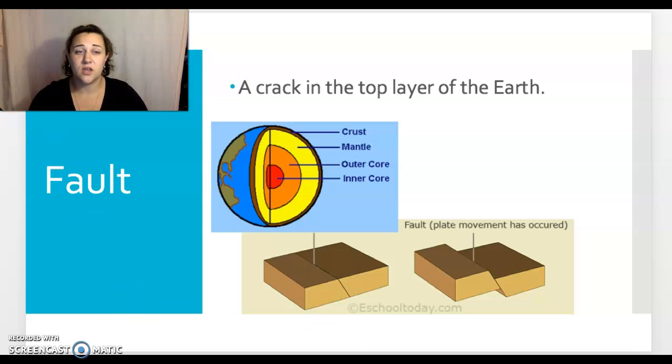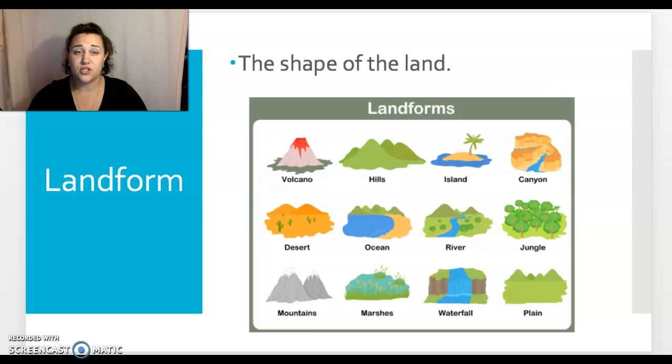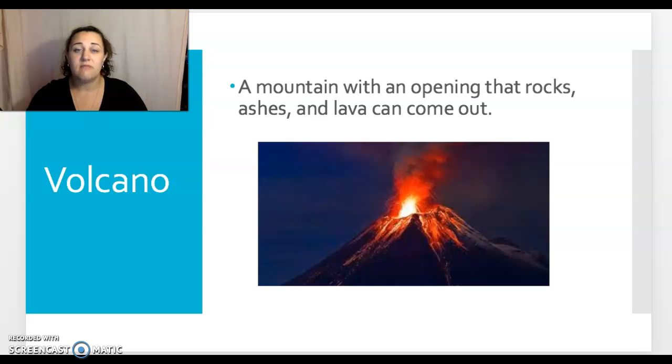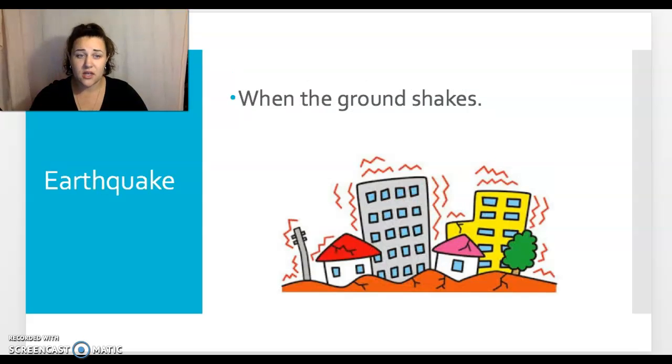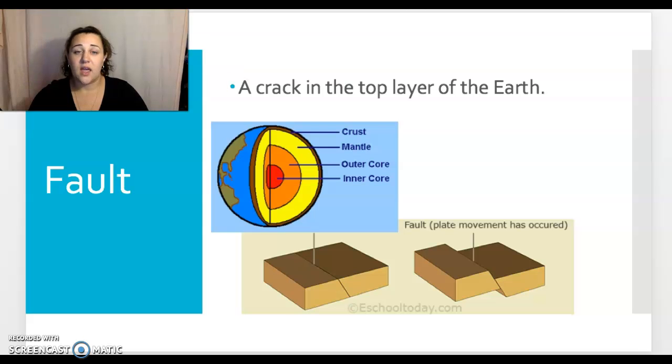But for this week, for today, we're just looking at some of the vocabulary words. So landform, the shape of the land. Volcano, a mountain with an opening that rocks, ashes, and lava can come out. Earthquake, when the ground shakes. And fault, a crack in the top layer of the Earth.